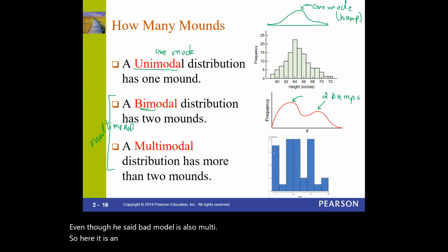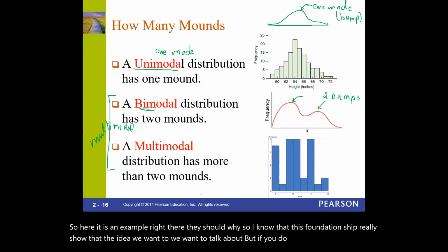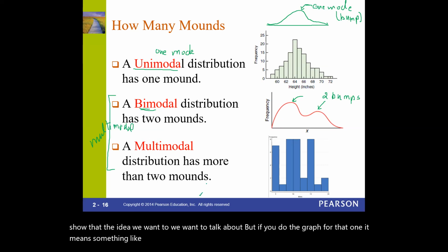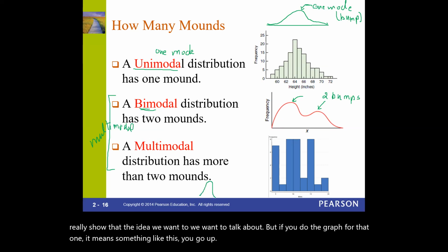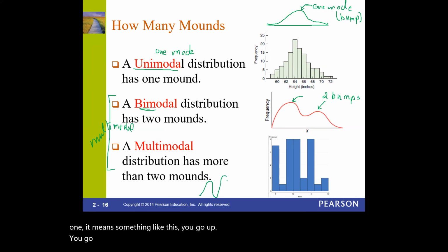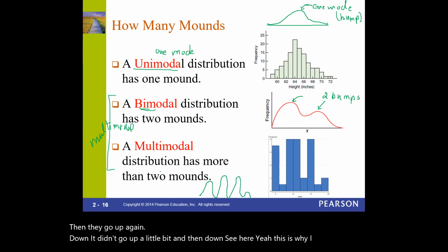I know that this one relationship really shows the idea we want to talk about. But if you do the graph for that one, it means something like this. You go up, down, you go up again, down, then you go up again, down, and then go up a little bit, and then down. See here, this is why you call it multimodal. You got more than one mode.